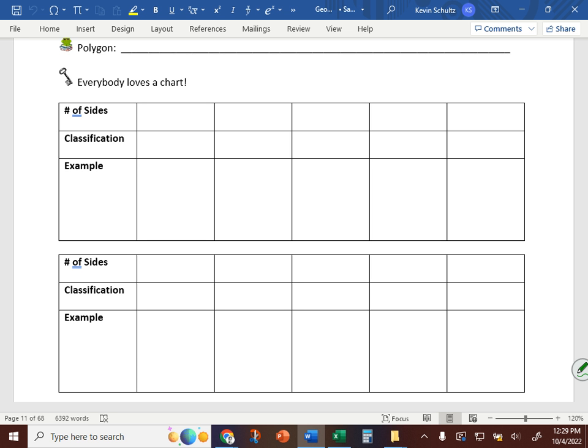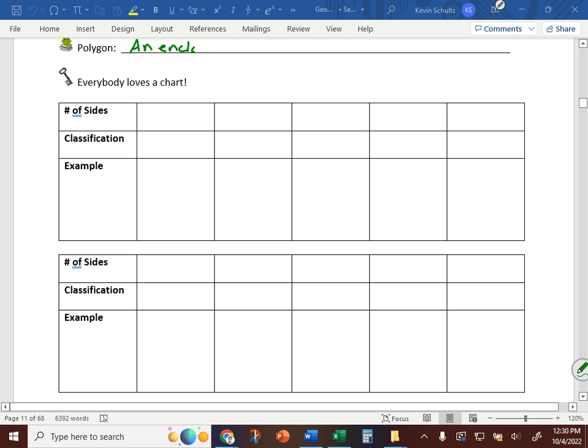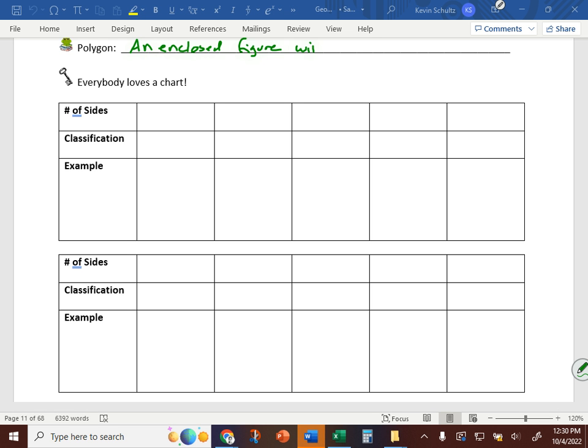So a polygon has at least 3 sides and must be enclosed. And there's one other characteristic a polygon must have. Straight sides or straight edges. So a polygon is an enclosed figure with at least 3 sides, also called edges, that are straight.